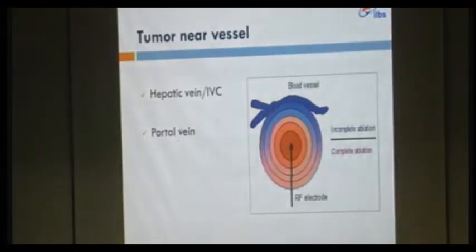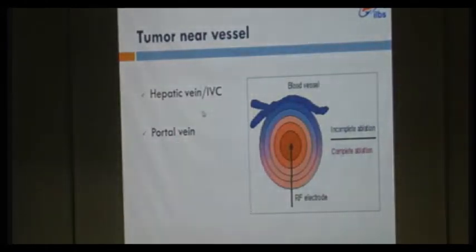If the lesion is near a vessel, then there is always a chance of incomplete ablation if we use RFA, because in RFA heat is transmitted into the surrounding tissue, and because of continuous flow of blood in the vessel, the increase in temperature is prevented in the surrounding portion of the tumor which is nearby the vessel.